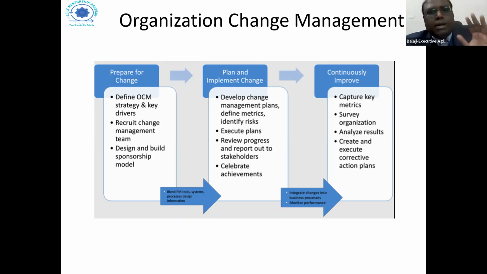Now, has anyone heard about something called kata, K-A-T-A? In this context I'm asking, because kata is a term which is used in martial arts, like when you go for your karate classes. In martial arts, they have something called a kata. But what is kata generally in organization change management? Does anyone know it? Okay. See, kata is a kind of an A3, A4 sheet kind of improvement plan.